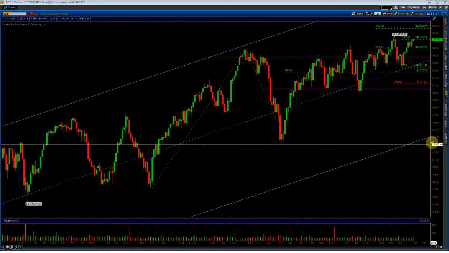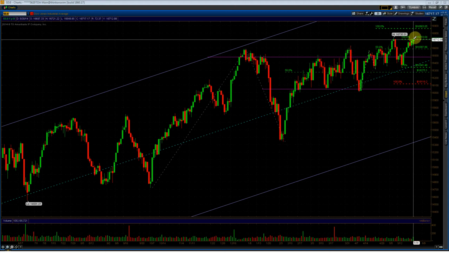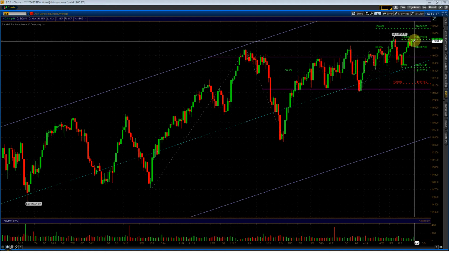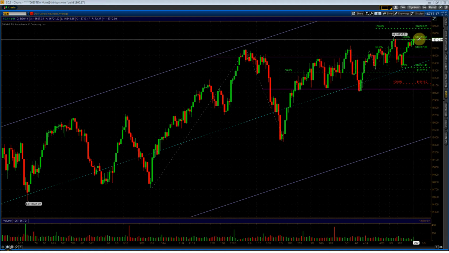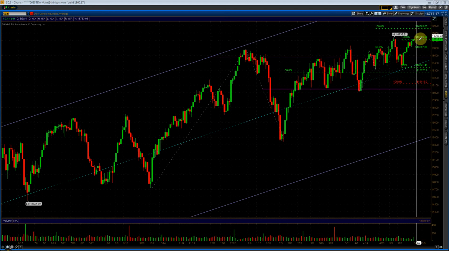And we closed at 16,717.17 cents. Our high that was made on Friday, 16,721.22 cents, kind of makes our target a split in the difference between the two prices, the close and the high.